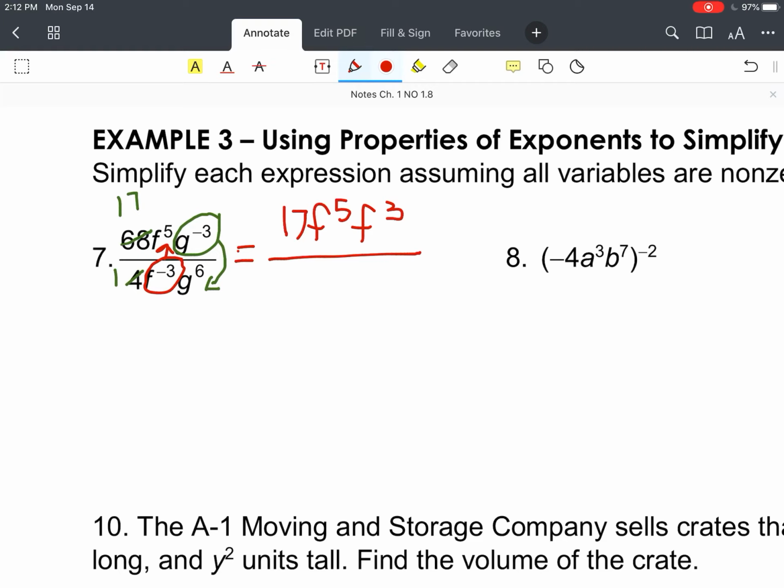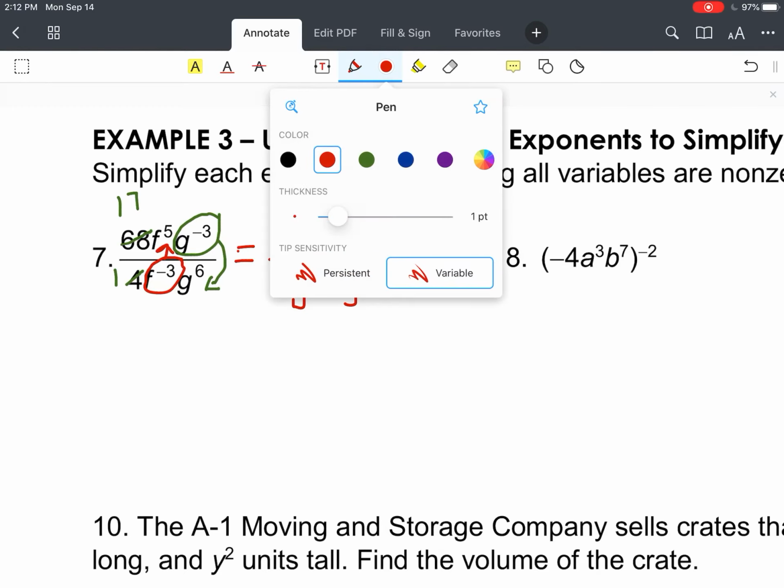My bottom, I have the 1. I'm not going to write it this time. I have my g to the sixth that's already there, and now g to the positive third that moved down from the top. So now all of my exponents are positive. I don't have any parentheses. Now it's just a matter of combining like terms.